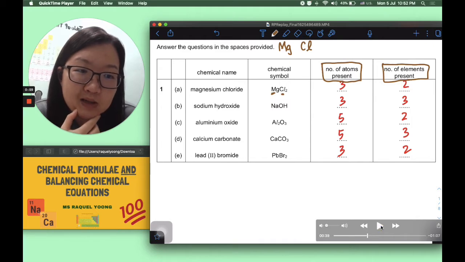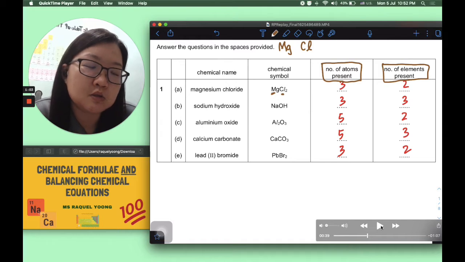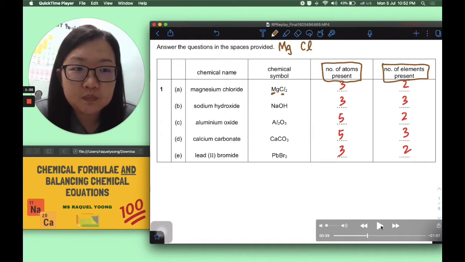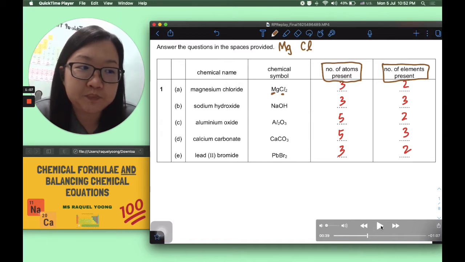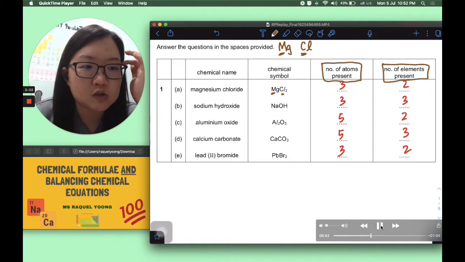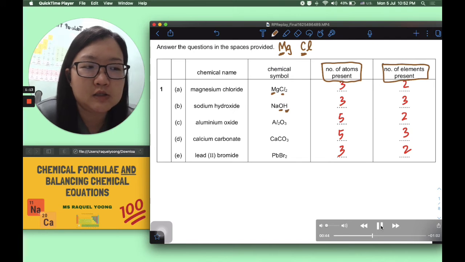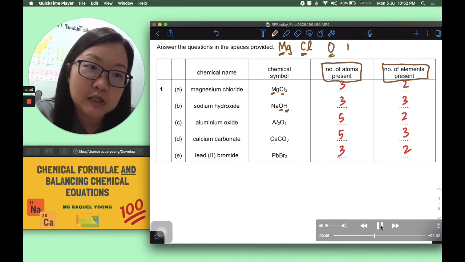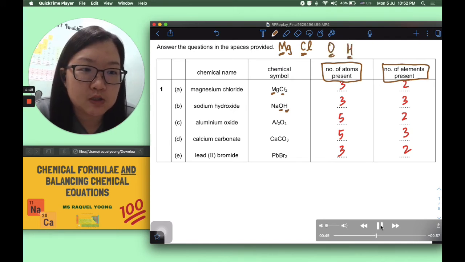Okay, so you notice that in the periodic table of elements, with every element, the first letter will always be a capital letter, right? Of course, for elements where the symbol only consists of one letter, then that letter itself would be a capital letter. For example, let's say oxygen and hydrogen.